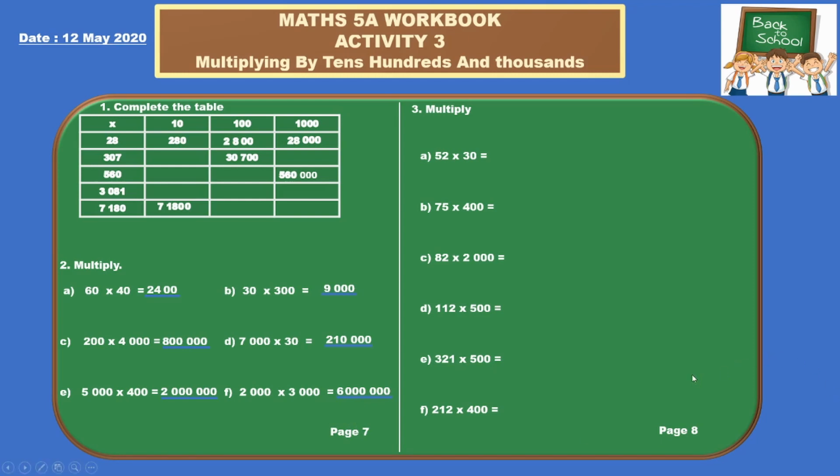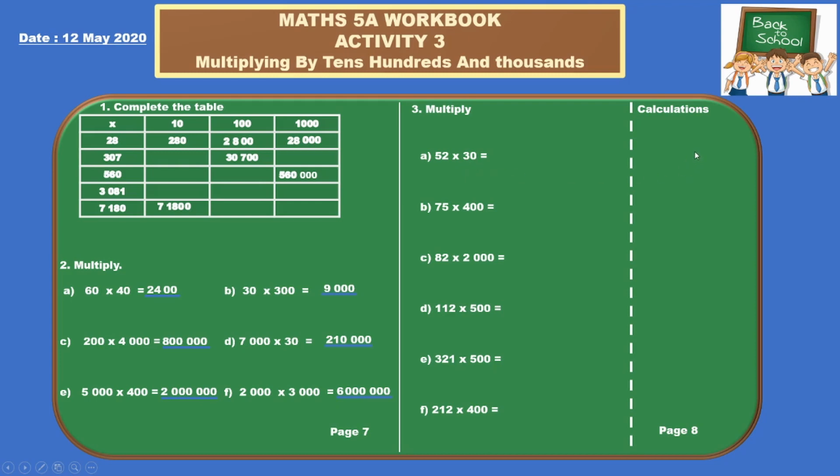On page 4, I want everyone to draw a vertical line on the right side, like this. You draw a straight line. Why? I want you to write your calculations here on the right side. Do not write everywhere here. I want your work to be neat. Okay, exercise 3, multiply. A, 52 times 30.